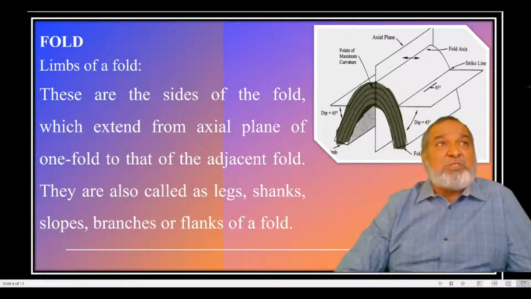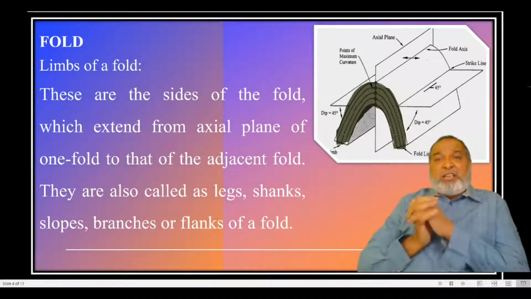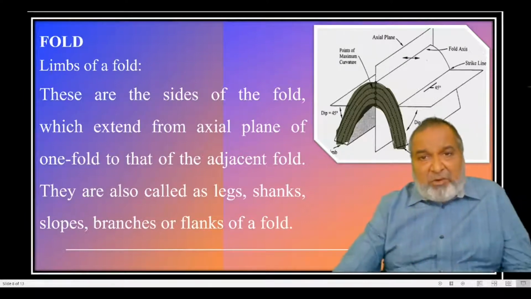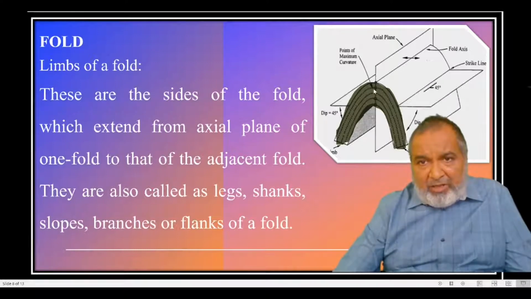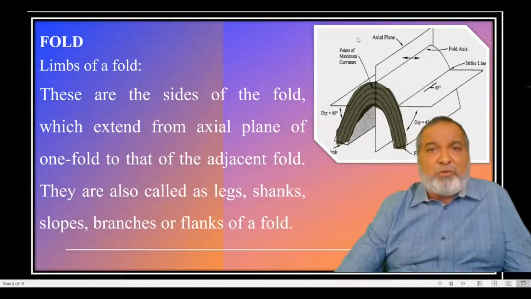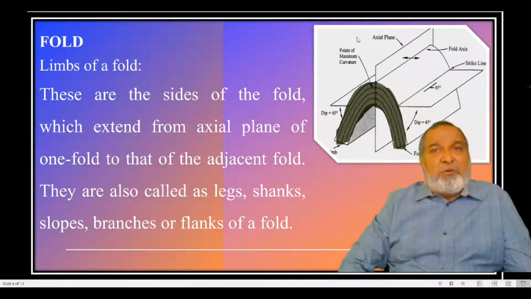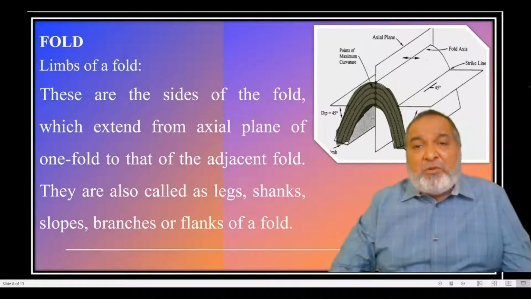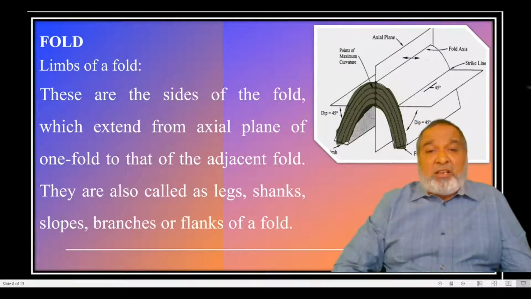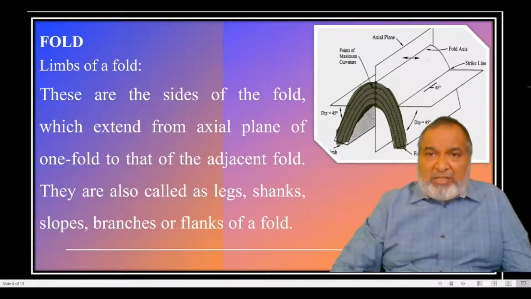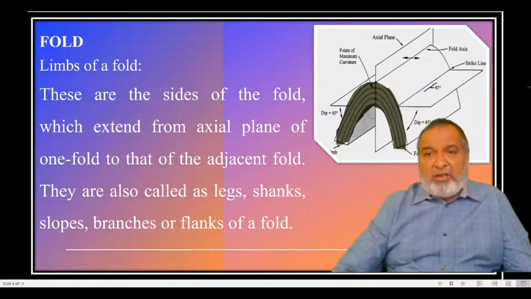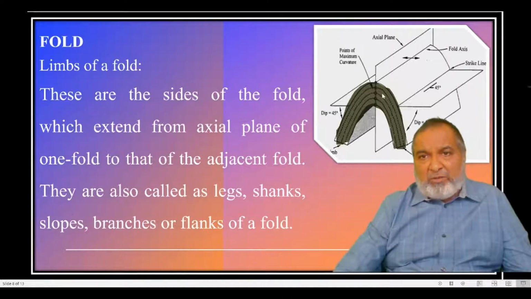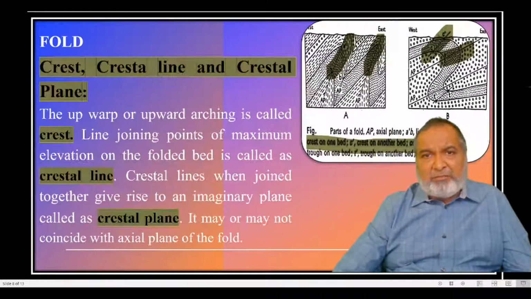Next one, limbs of a fold. The next part is a limb. From the axial plane to this side, left or to the right, whatever portion is there, the sides of the folds are called the limb of a fold. So that will be the limb, or arm, whichever you want to call it. We'll see that part one by one.